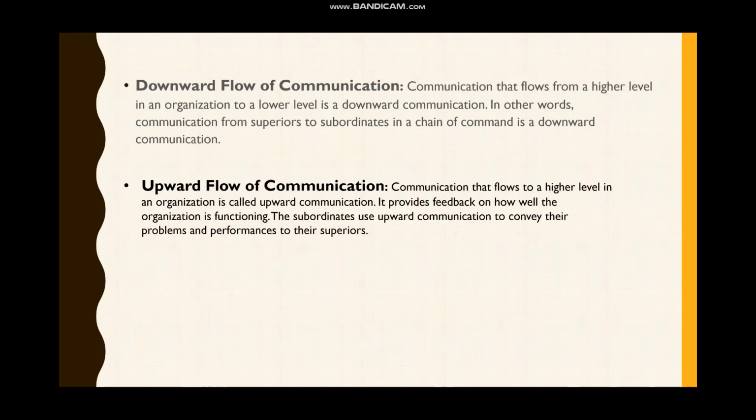Now, upward communication or upward flow of communication. Communication that flows to a higher level in an organization is called upward communication. Upward communication can be providing of feedback, etc.